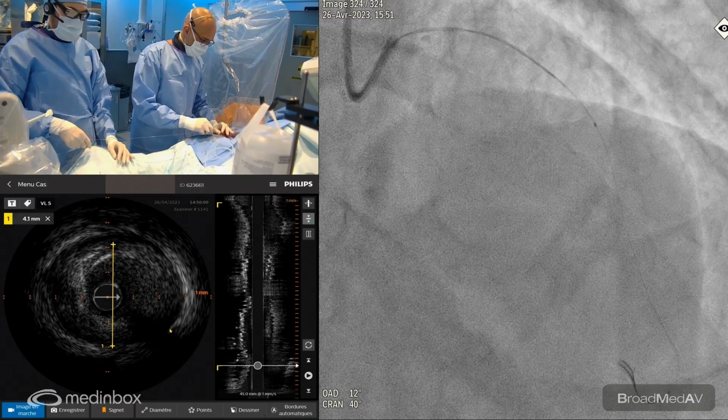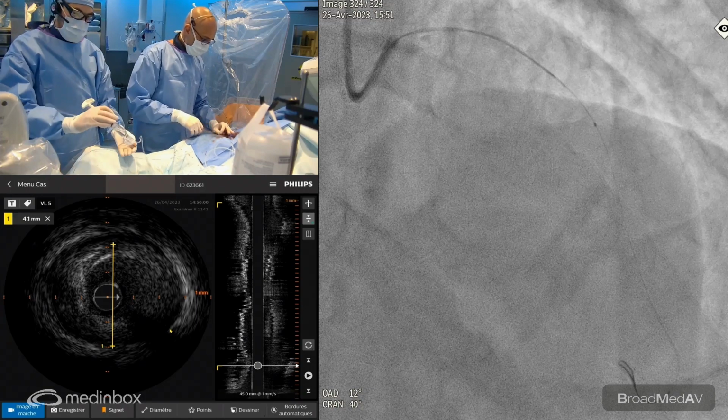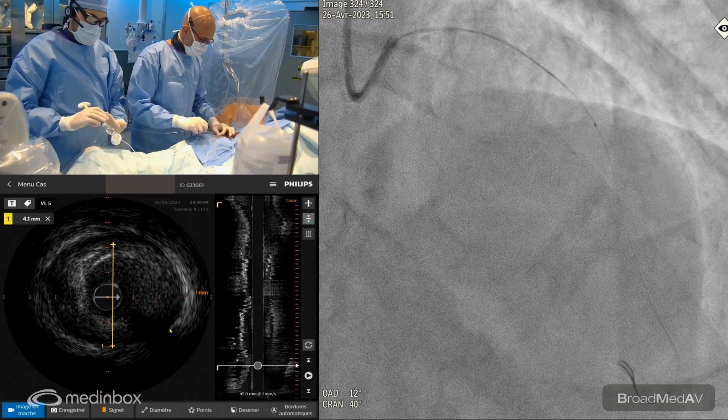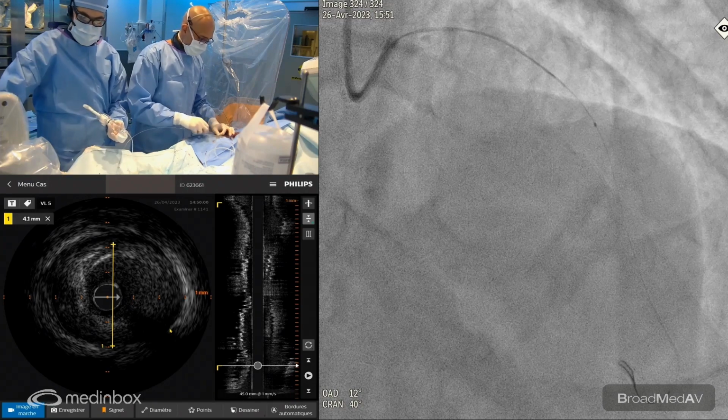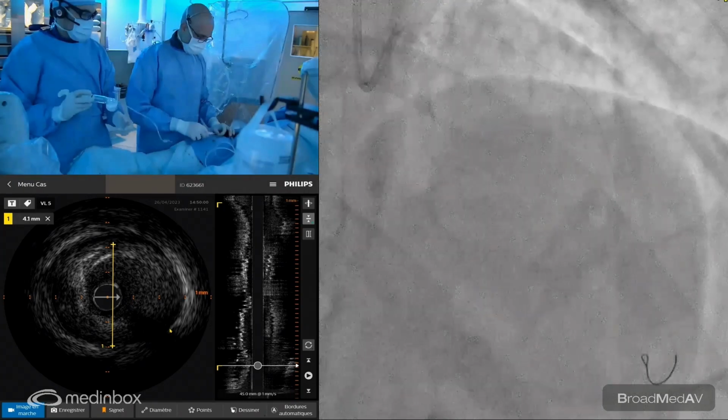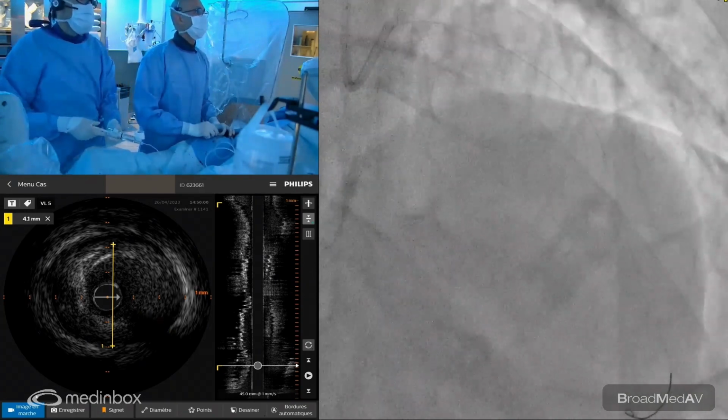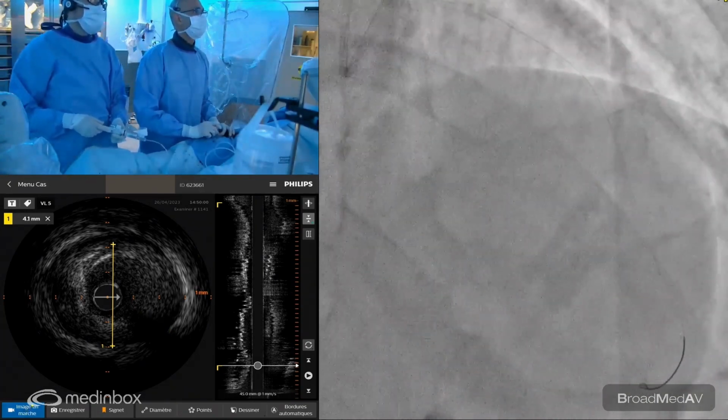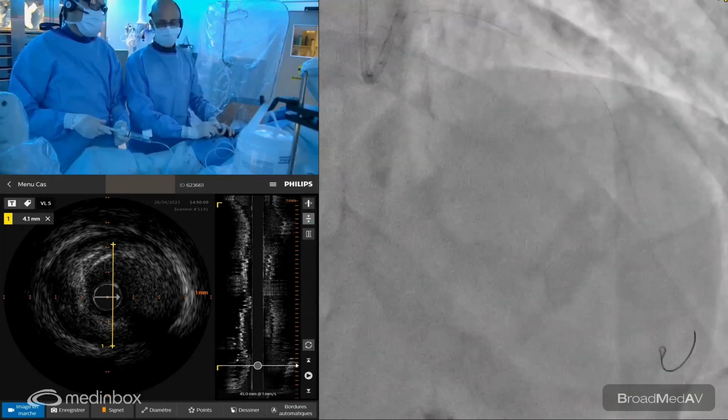So I think reviewing the images, I'm going to perform orbital atherectomy of the LAD left main. Followed by this, I will wire the circumflex and perform shockwave if needed in the circumflex. On. Go to 12.